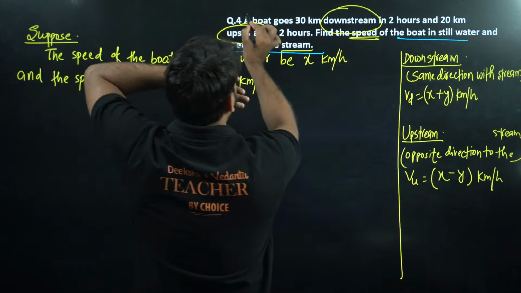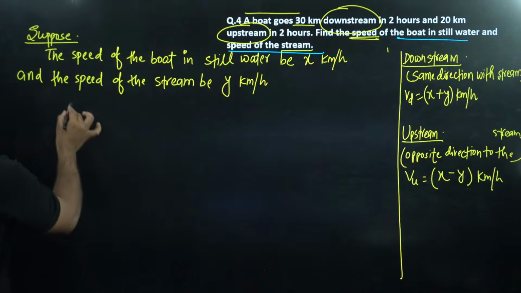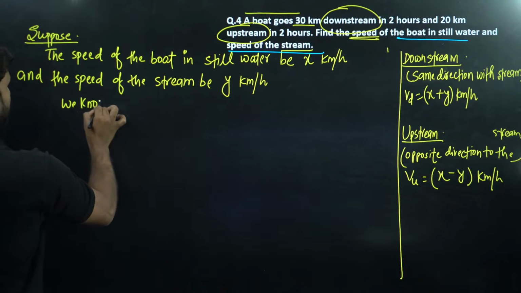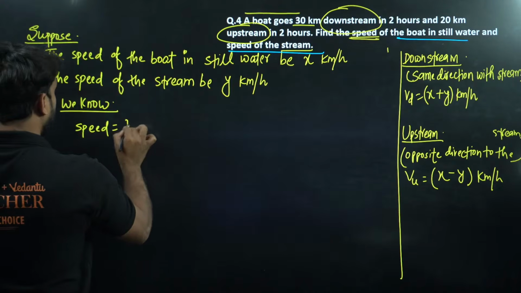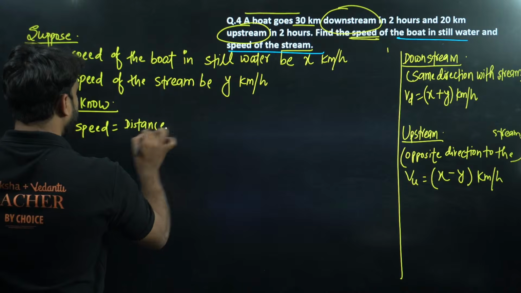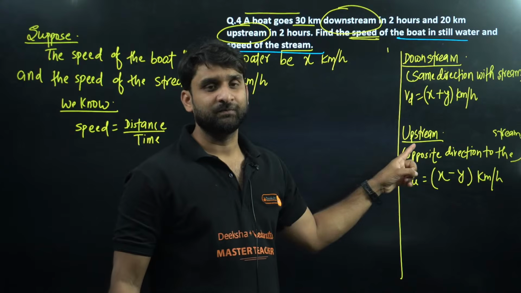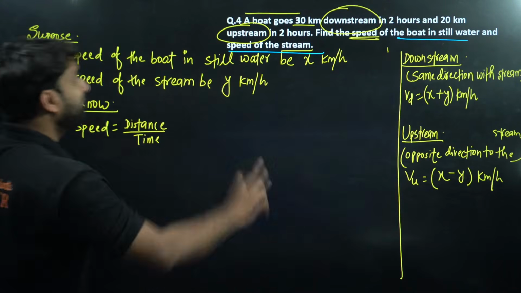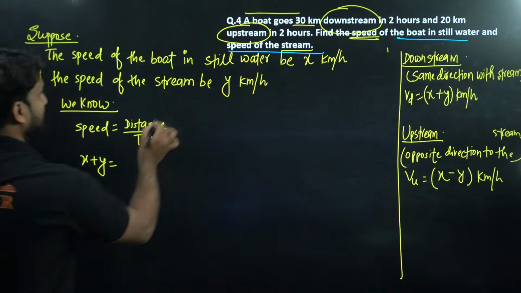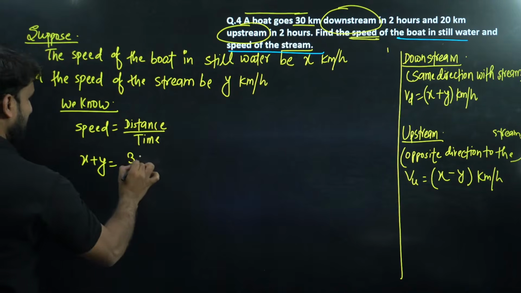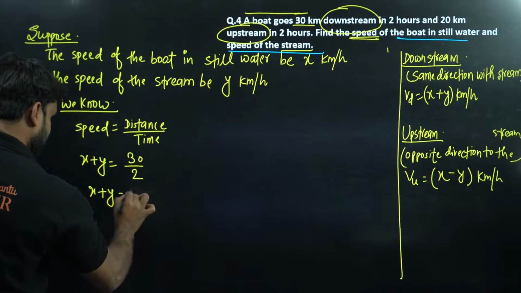Okay, so when the boat goes 30 kilometer downstream, it takes 2 hours. So do you know, my dear champion, we have a formula: speed is equal to distance upon time, right? So if we apply this formula to these two conditions in this question, for downstream, speed is what? x plus y. And in downstream, how much is the distance? 30. And what is the time? Time is 2. So this will be cancelled here. So x plus y is equal to 15.